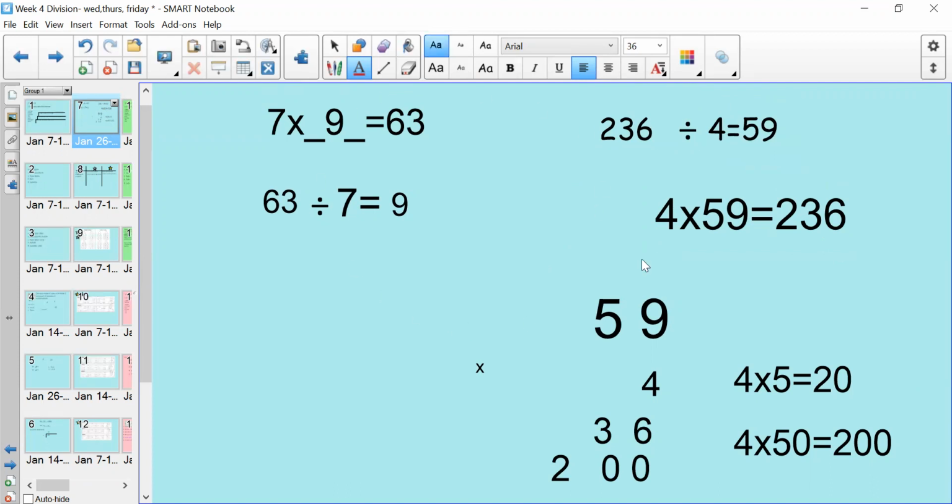Okay, so I hope that you can see that we can use the inverse to help us to work out a calculation. So in this case, we wouldn't be able to use addition or subtraction because addition and subtraction are the inverse of each other, whereas multiplication and division are the inverse of each other.